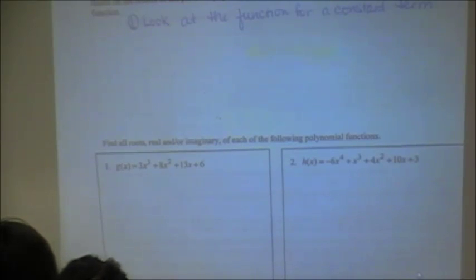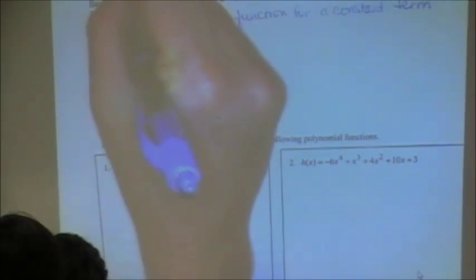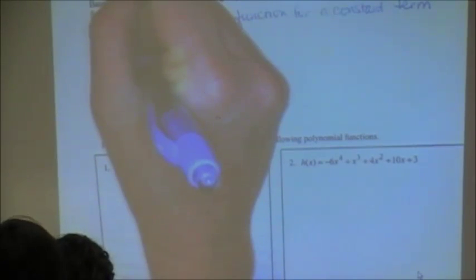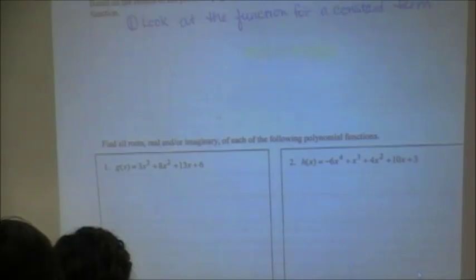Okay, after we determine if any zeros are 0, then what would our next step be, you think? Look at the lead coefficient. The lead coefficient. What's that going to tell us? If it's positive or negative. Does that help us to find zeros? No. Look at the positive function and look for sign changes. Okay, so Descartes' rule, positive function first.